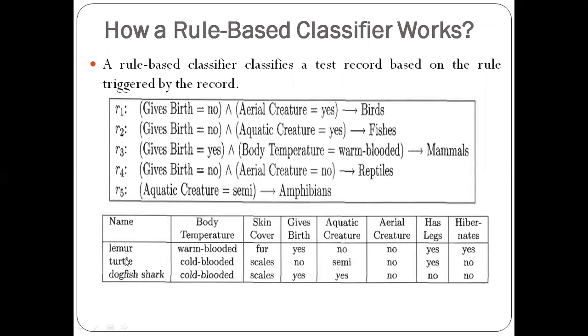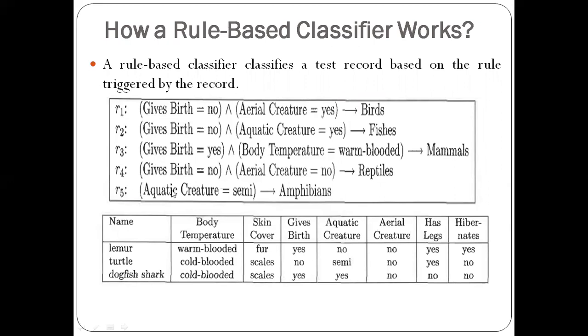Now coming to the second one, that is turtle. If you look at the turtle, gives birth is equal to no, and aerial creature is equal to no. These two attributes are going to trigger R4, because in the case of turtle, gives birth is equal to no and aerial creature is equal to no. Again, if you look at R5, that is aquatic creature is equal to semi, it is also going to trigger R5. So this second vertebrate is going to trigger both the rules R4 and R5.